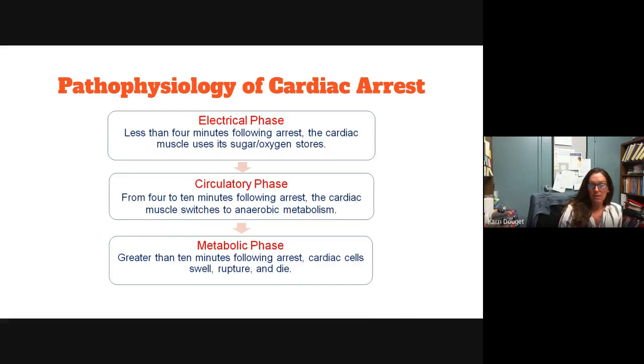Hopefully, can CPR bring the patient back? Maybe so. But 9 times out of 10, whenever your patient goes into cardiac arrest, they're in what's called ventricular fibrillation. And the best way to get out of VFib is to defib. So we really need someone to get an AED pretty quick and defibrillate that heart, hopefully, if that's the rhythm they're in. The circulatory phase, if you look at it, it's 4 to 10 minutes after arrest.